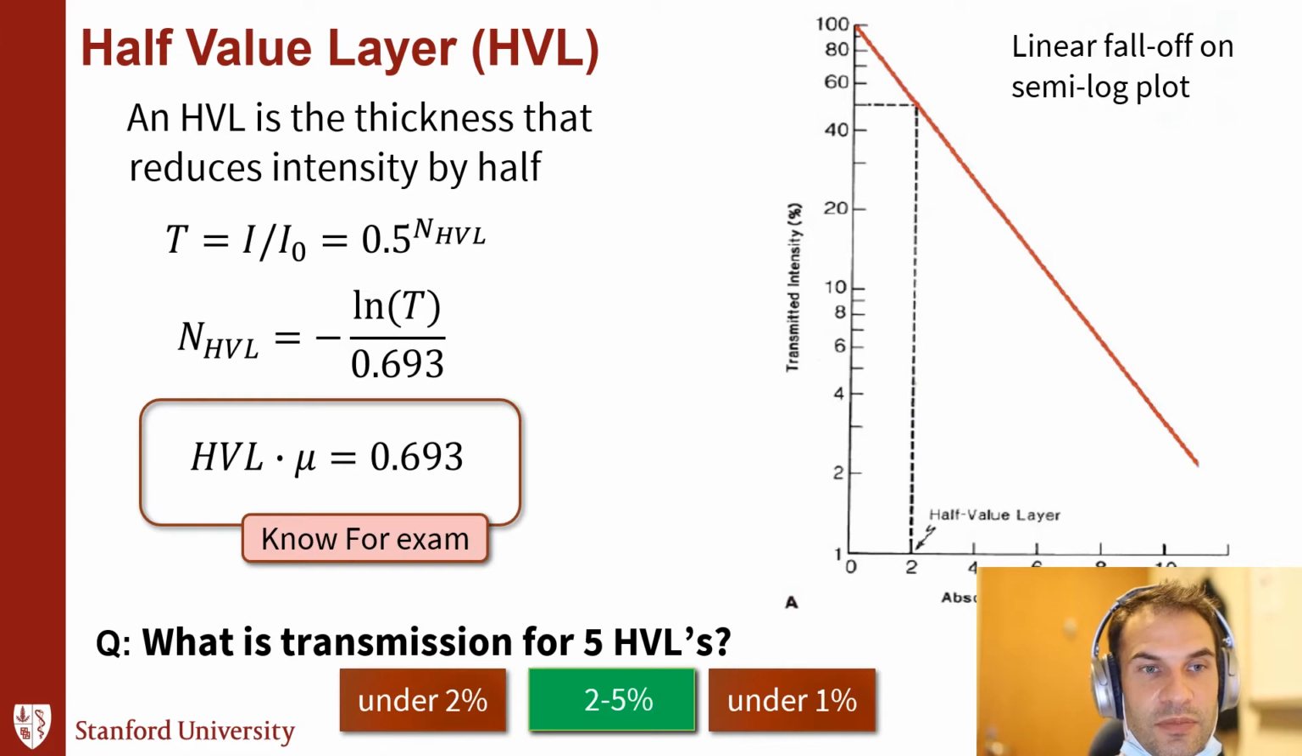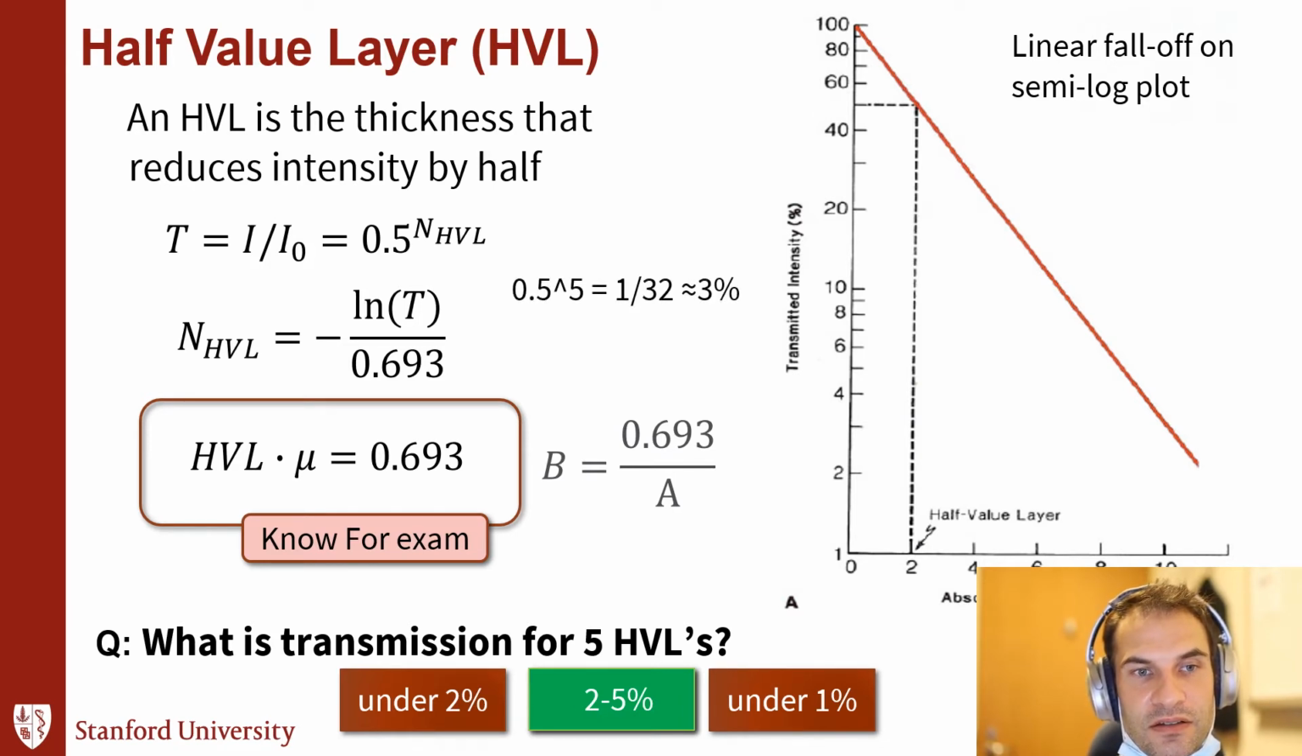HVL and mu are also related by the logarithm of 2, so half-value layer multiplied by mu is 0.693. A really easy way to remember this: if you're given the HVL, you just do 0.693 divided by the HVL, and that gives you mu. If you're given mu, it's the same formula, 0.693 divided by mu is the HVL.